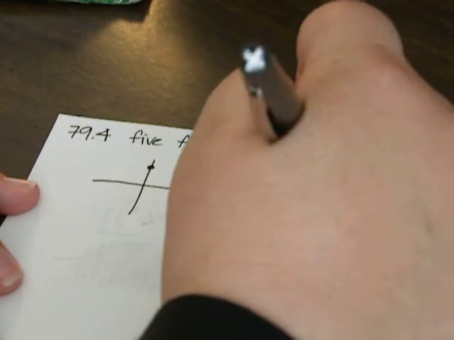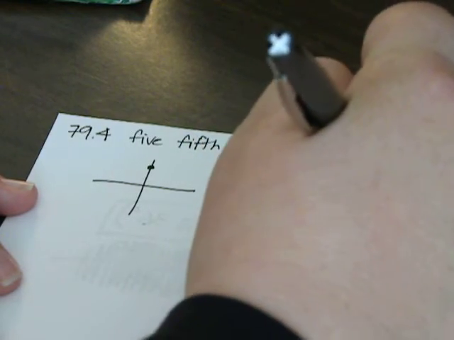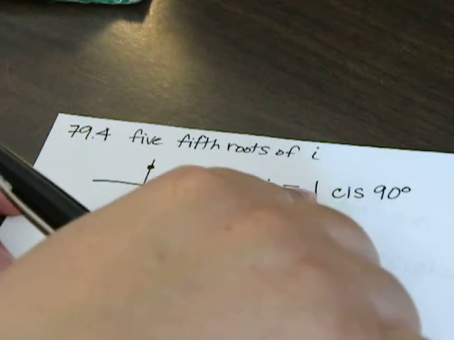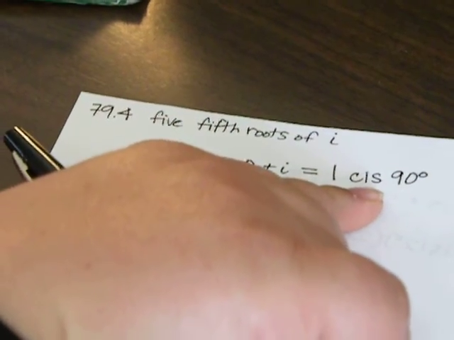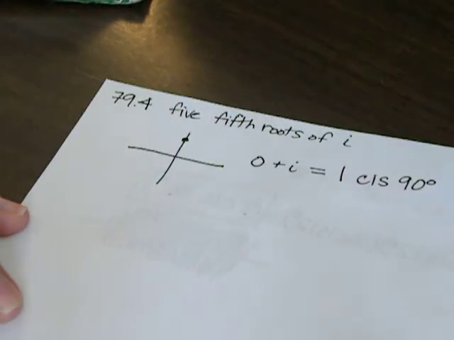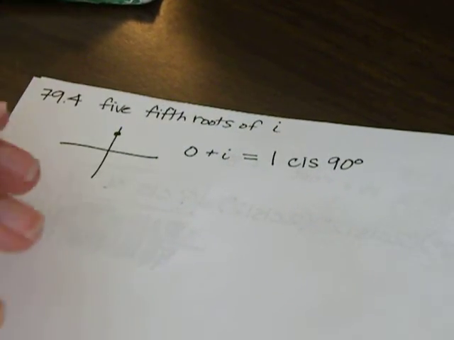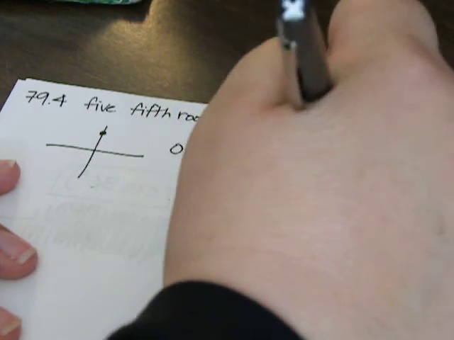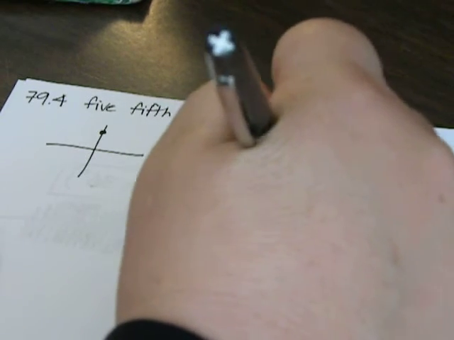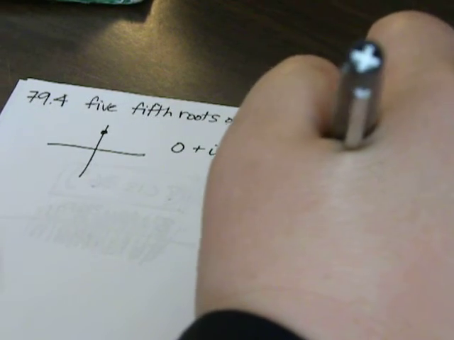Now we want to rewrite it in terms of polar coordinates, and so it's 1 CIS 90 degrees. The length is 1, and it's 90 degrees. So now we need to find the fifth root of that. In order to figure out the fifth root, we take the fifth root of 1, and we divide 90 by 5. So you get 1 CIS, and 5 goes into 90 18 times.